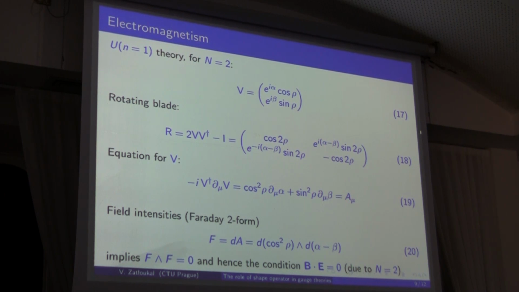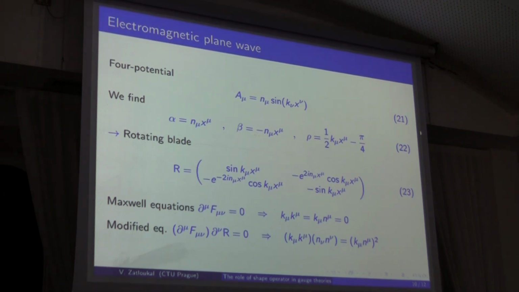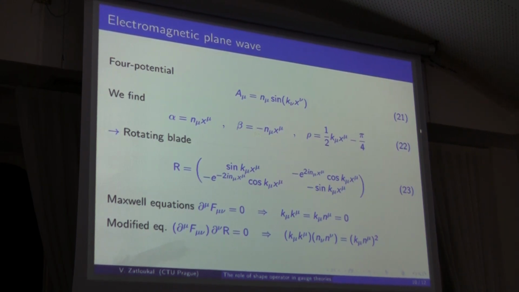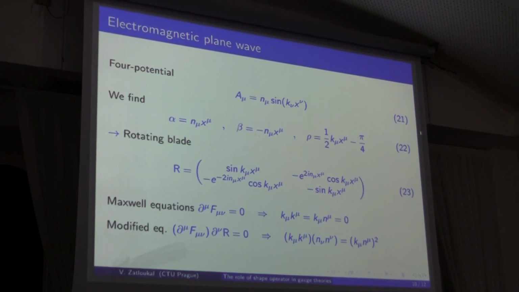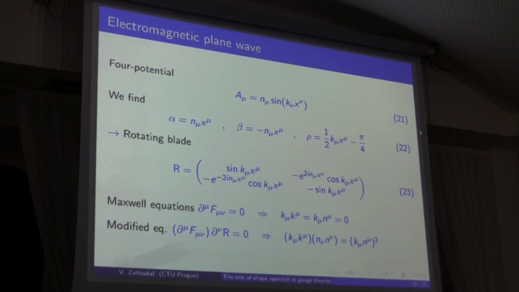And so let's take, say, an electromagnetic wave for the potential, and one can solve those equations and find that alpha, beta, rho look like this, and the rotating blade is something like this. So it's a function of x which takes values in the so-called Grassmannian manifold of little n-dimensional subspaces in the capital N-dimensional space.